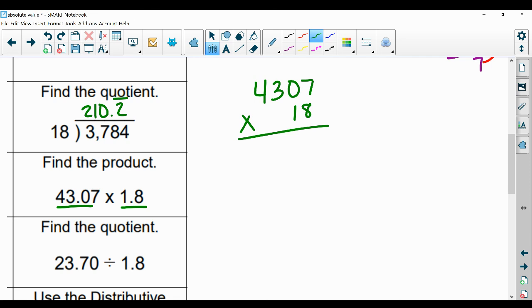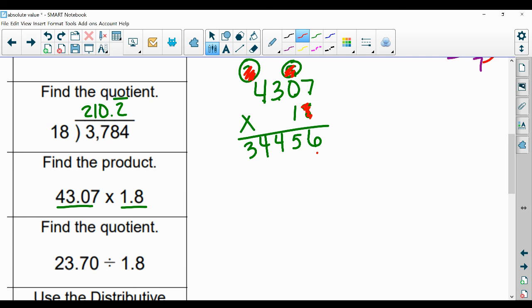And so I'm going to start here. And so I have 7 times 8. Well, 7 times 7 is 49. So I add 7 more to that, and you get 56. Carry my 5. Remember, this 8 has to touch every number on the top. So 8 times 0 is 0, plus 5 is 5. 8 times 3 is 24, so 4, carry the 2. 8 times 4 is 32, plus 2 is 34.